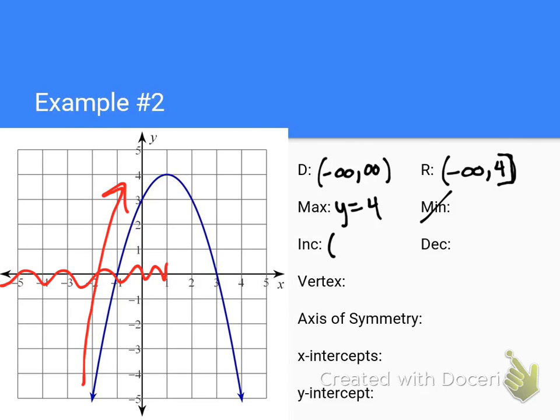So now I'm looking at where it's increasing. I see it's going uphill here in red, so that corresponds to these x values, which means I'm increasing from negative infinity up to 1 for my x values.